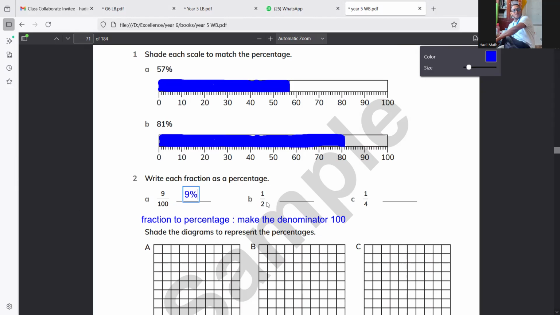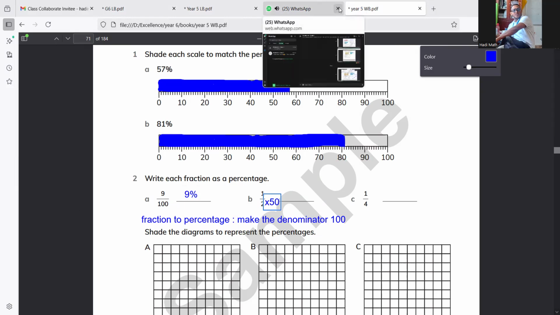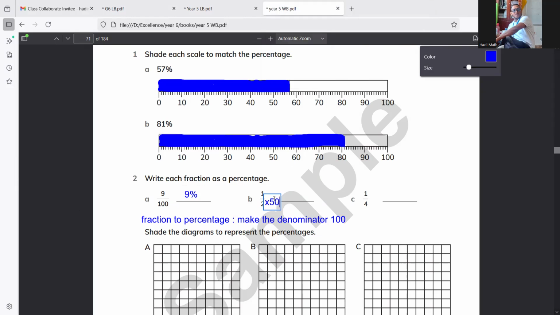This question, the denominator is 2. To make 100, you need to multiply it by 50. Then multiply by 50 up and down. You multiply both by 50 up and down. When you multiply by 50 up and down, you will get 50 over 100. 50 over 100 equals what? The 50%.